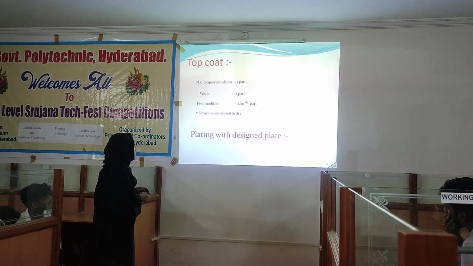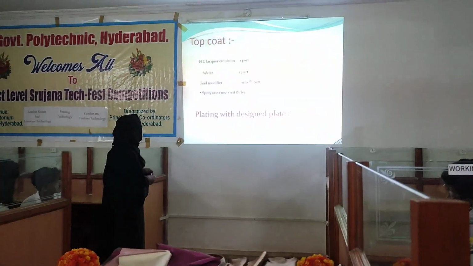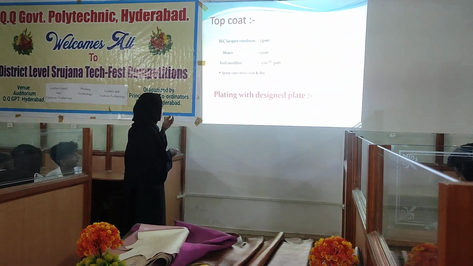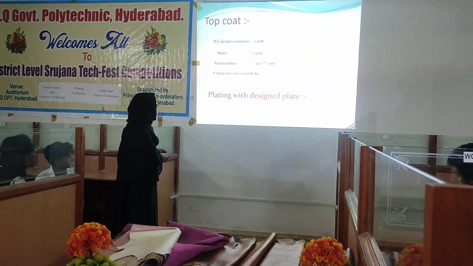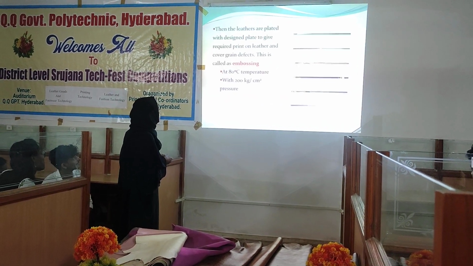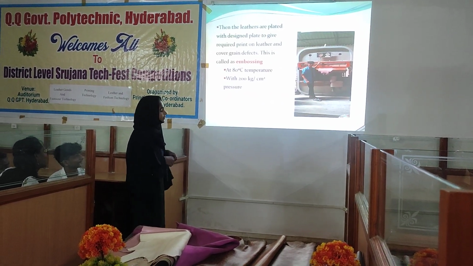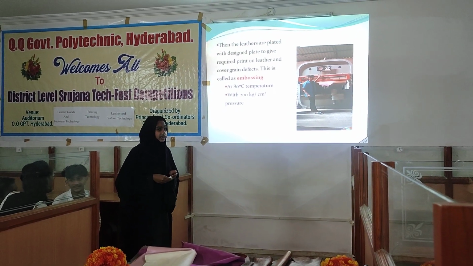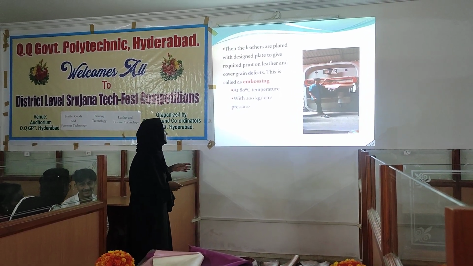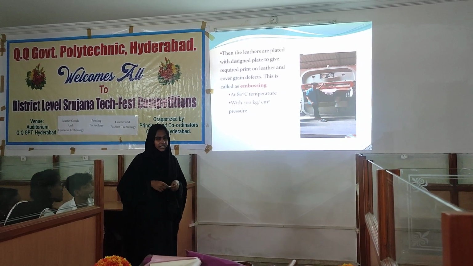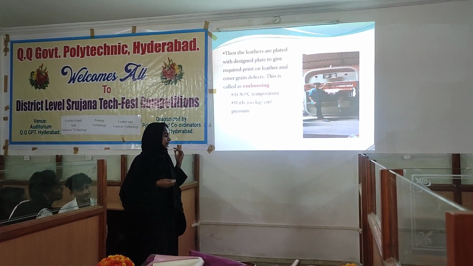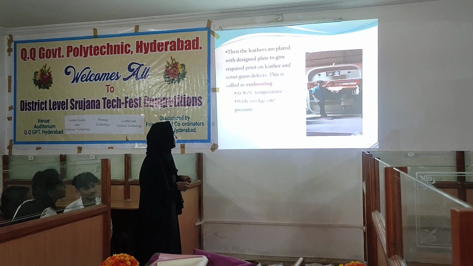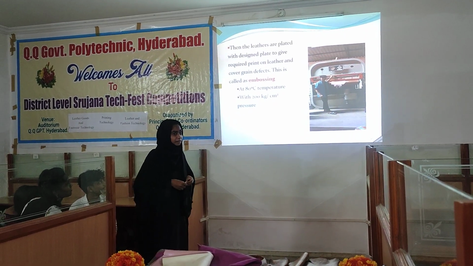Top coat chemicals are also used here. 1 cross coat and we will dry. Plating with design plates. Plating with different designs of plate is called embossing, and the temperature is different from the normal one. This is at 80 degrees and that is at 60 degrees temperature, but the pressures are the same.